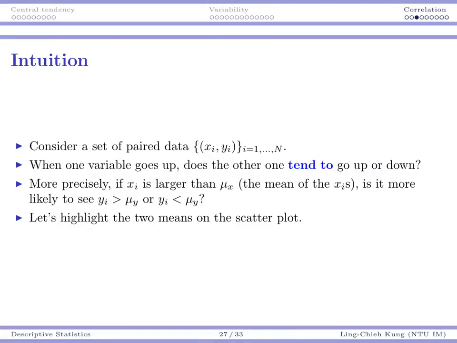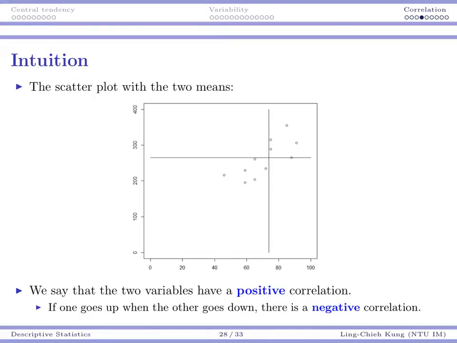Let's look at this by using the scatter plot with our previous example. If we plot mu x and mu y, we would get something like this. Okay, this is mu x and this is mu y. We can see that when x is above mu x, we tend to have y above mu y. When x is smaller than mu x, we tend to have y smaller than mu y. And this fits our intuition that they have positive correlation instead of negative correlation.